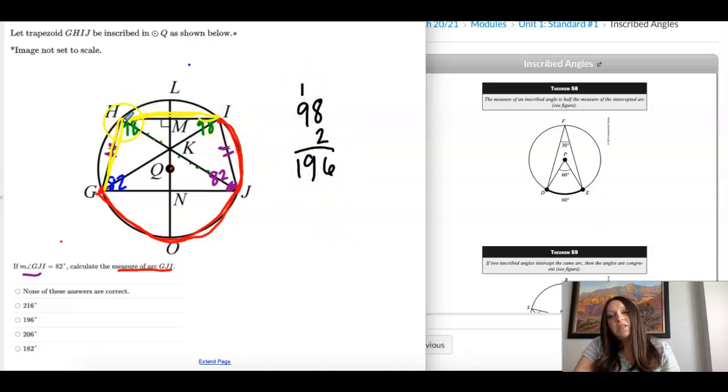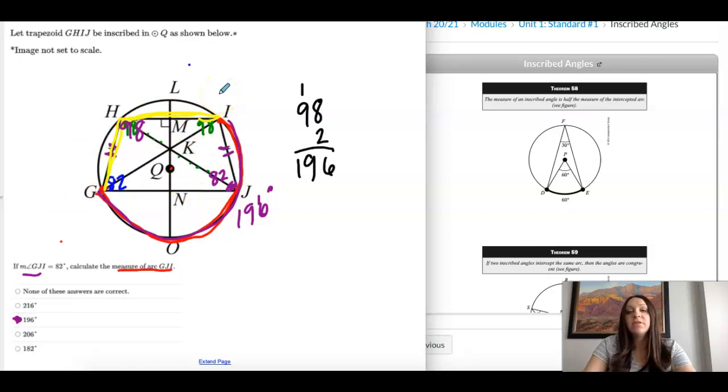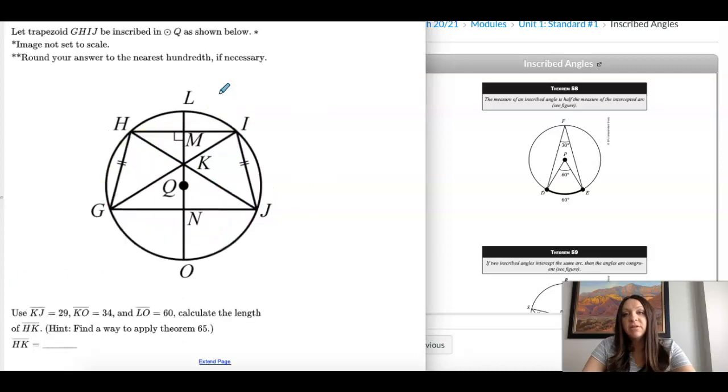So since this angle is 98, this arc length will be double that, which is 196. So it would be that one. Okay, so technically on this problem, we've really had to use 1.3 material. So we can't forget that stuff.